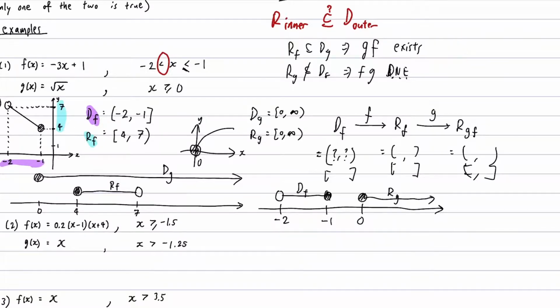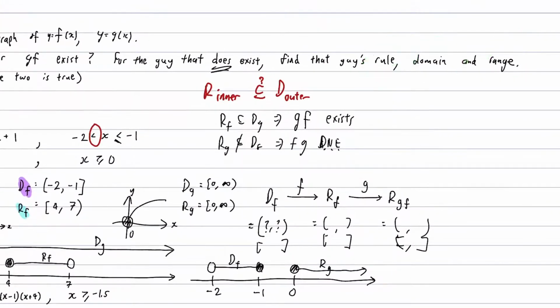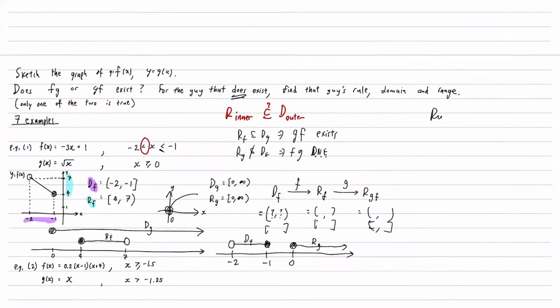Now the next part of the question is we want to find the rule, domain, and range of the composite function. So first let's find the rule. GF exists, so we try to calculate G of f of x. In this case, G is square root, f is -3x plus 1. Then that's our rule. Then what's our domain? D of GF is just D of F, the inner function.